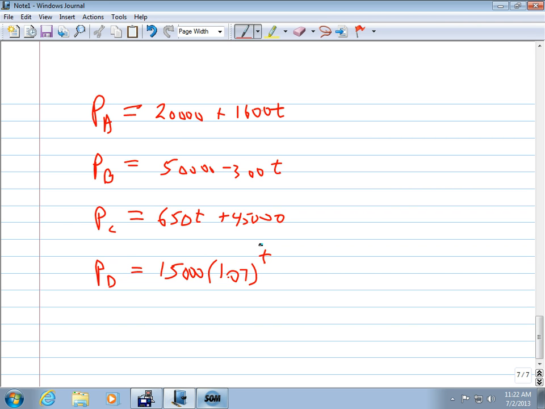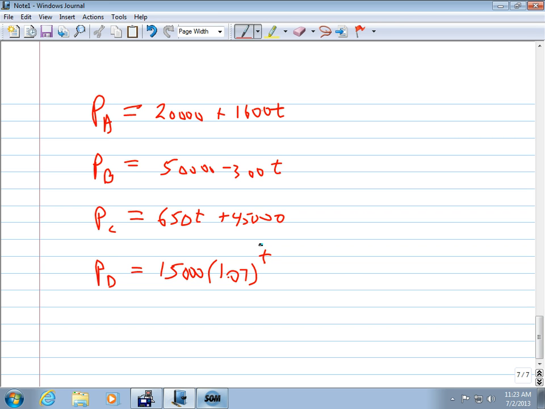What's the initial population of town B? 50,000. What's the initial population of town C? 45,000. What's the initial population of town D? What if you plug in t equals 0? What's something to the 0? 1. And 1 times 15,000 is 15,000. So we know the initial population for town A is 20,000, town B is 50,000, town C is 45,000 because that's the y-intercept, and town D is 15,000 because that's what you get when you plug in t equals 0 years.